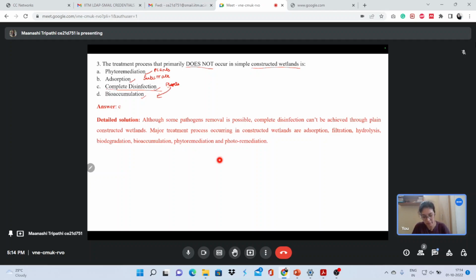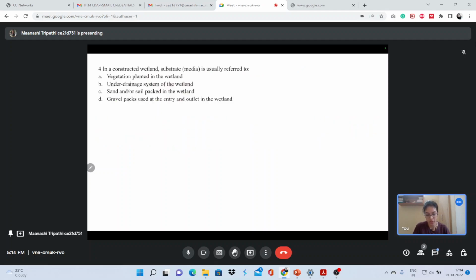So complete disinfection does not happen because everything remains the same. Disinfection, what do we try to do? We will try to remove the pathogens. For this we require some oxidation. So that is not possible in a simple constructed wetland. There are more wetland technologies in which disinfection is also possible. We can put some solar panel, electrocatalytic chlorination that will help to produce chlorine, and we will disinfect it.